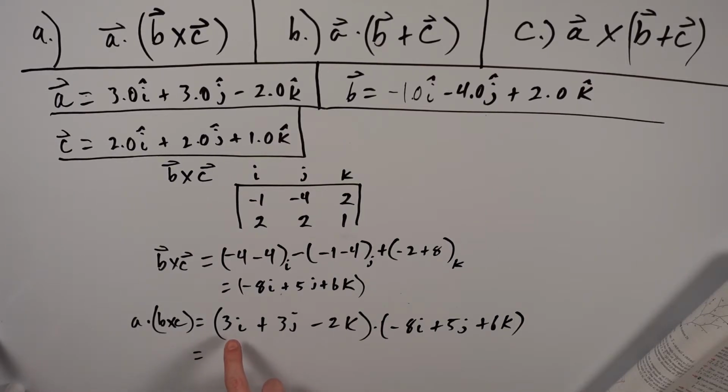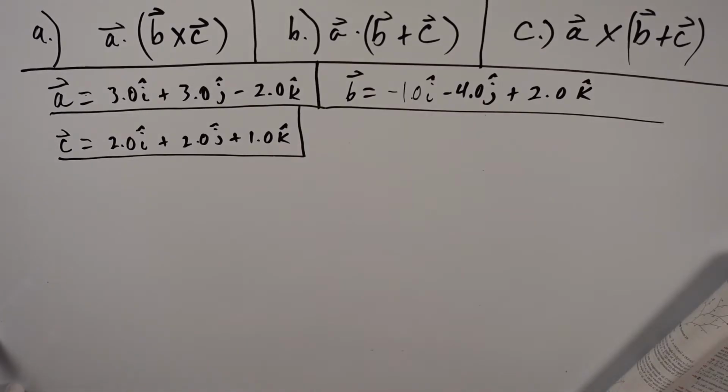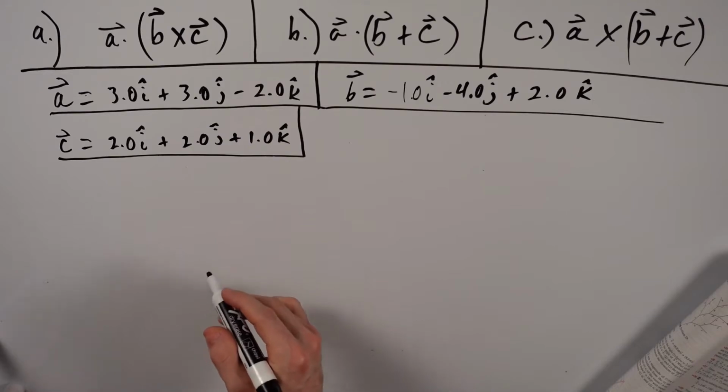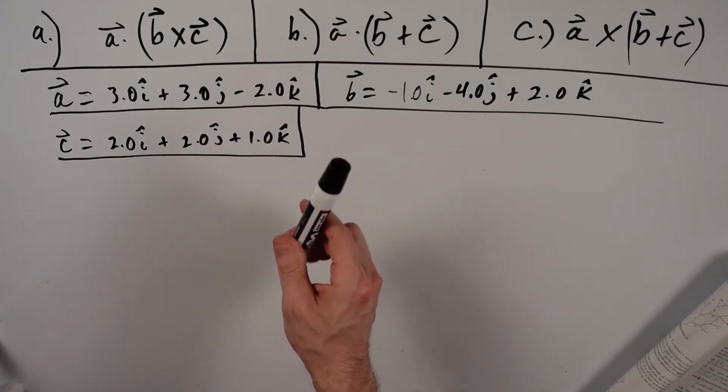So when you go to do this, it's just this multiplied by this: -24, 3 times 5, you get +15, and then -2 times 6 is -12. So you should get -36, you should get -21, I believe. And that is A dot B cross C, which equals -21. Okay, so these are pretty straightforward. I'm just kind of winging it here. I didn't actually try to do these beforehand, but so we did A.